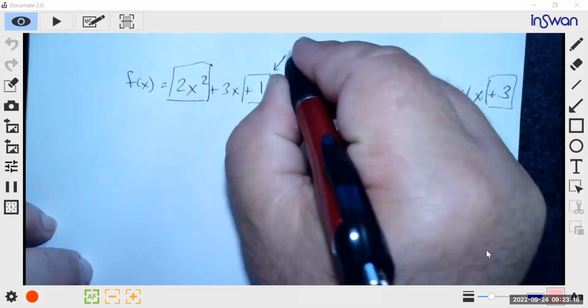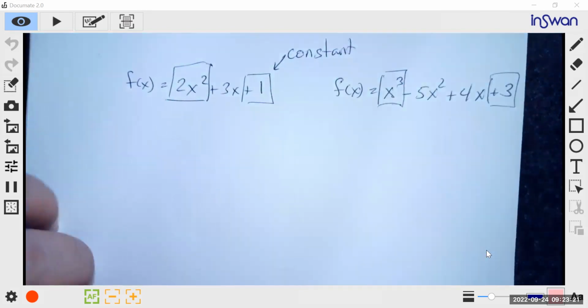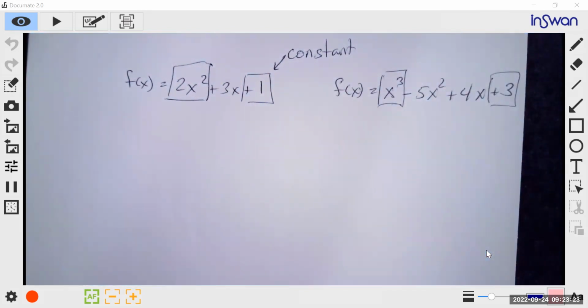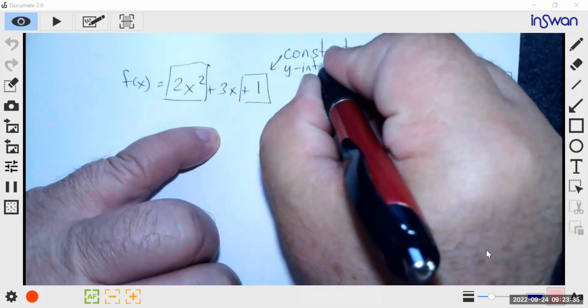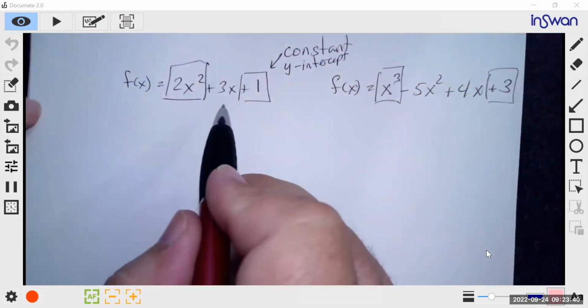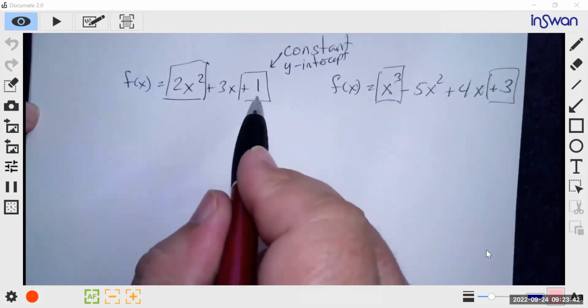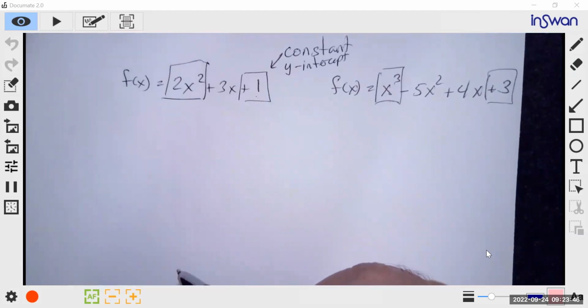The number at the back is called the constant. It doesn't have a variable letter x. So what's the constant always going to represent? The y-intercept, yes. So we know already in this first graph, it's going to cross through 1 on the y-axis. We know a lot more than we did 5 minutes ago.